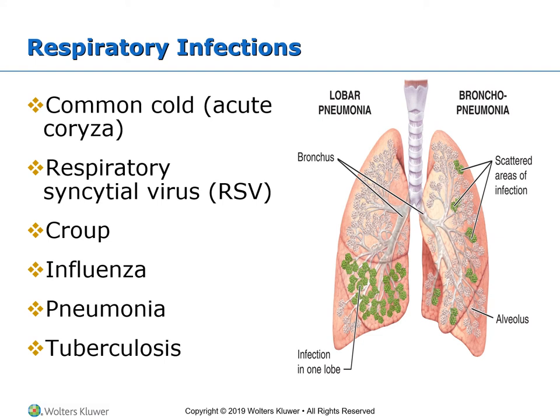What really helps, in terms of treatment, is to have a humidifying room air or having the child breathe in the steam. That will enlarge, will dilate the respiratory tract and will allow the child to breathe easier. In addition to that, we can administer corticosteroids or bronchodilators.